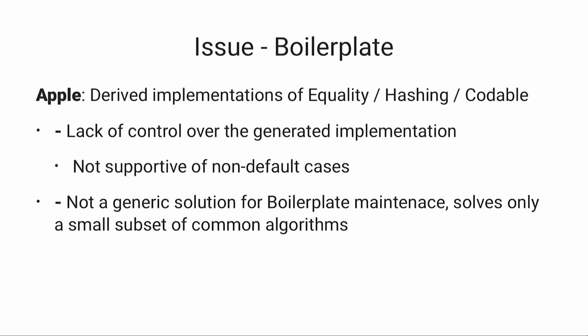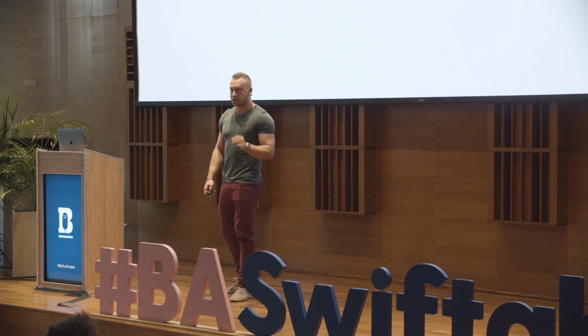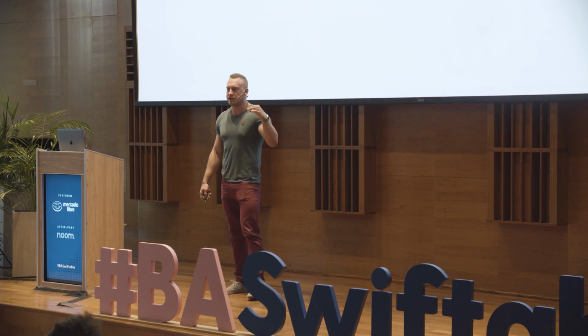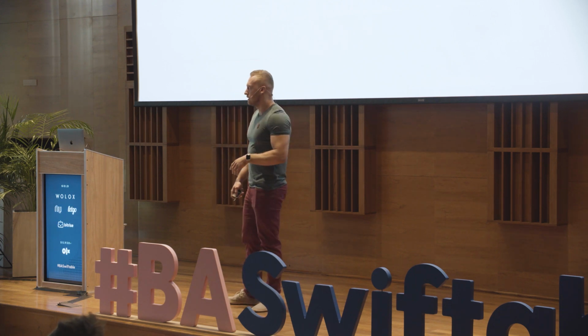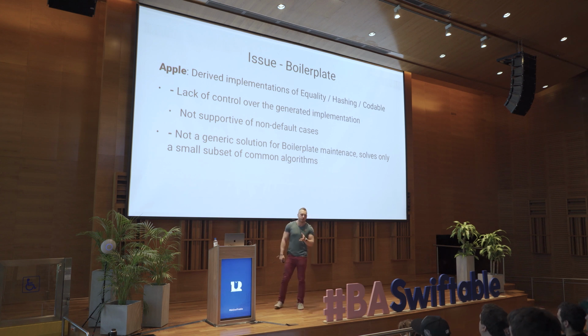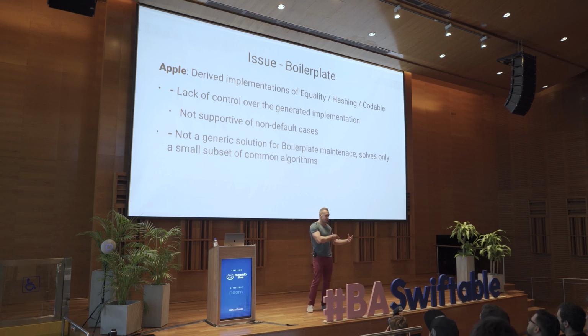So Apple gave us derived implementations of equality, hashing, and Codable. They're great. They kind of lack fine-grained control. So if you want to skip a variable in equality because it's transient, you cannot do that. With Codable, it gets a little more complicated. If your structure on the server is a little different than what you want in your Swift structure, then you have to do a manual implementation. The moment you start using manual, then you lose all the benefits. And this is not a generic solution for all the boilerplate. It's very specific. It's still great that they made it for us, but it's very limited, right?